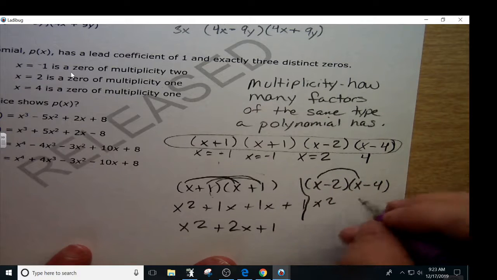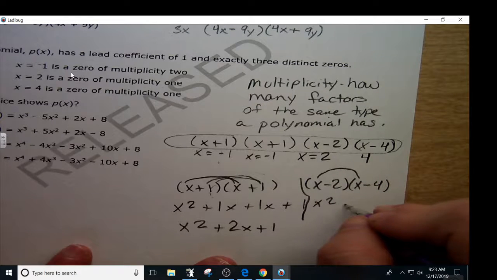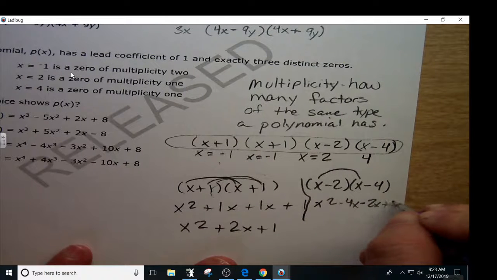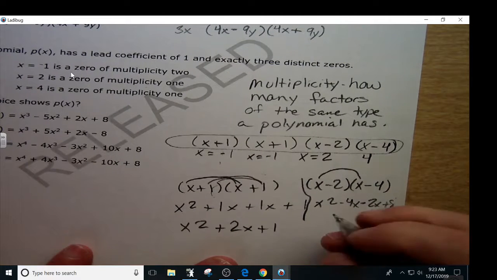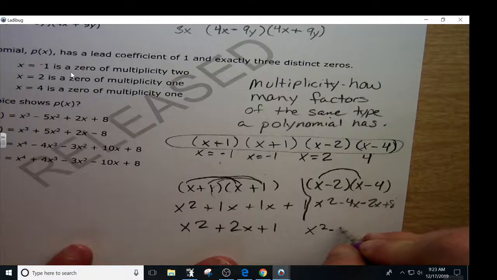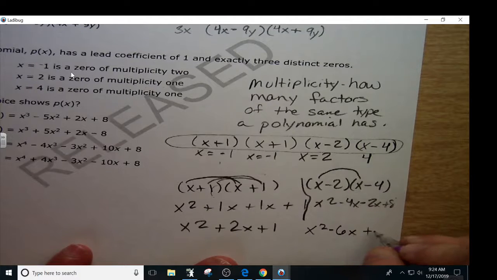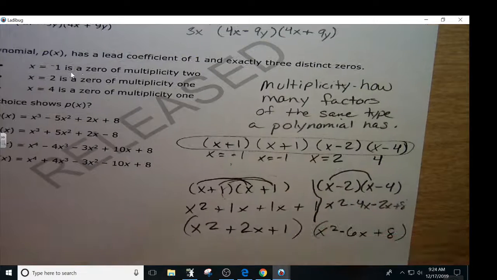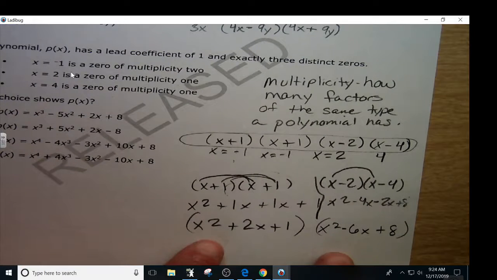That's going to be x squared minus 4x minus 2x plus 8. Now, if I combine those, that's going to be x squared minus 6x plus 8. Now, after you multiply the little ones together, now you're going to have to multiply your two big ones together. All right, now, let me show you something.